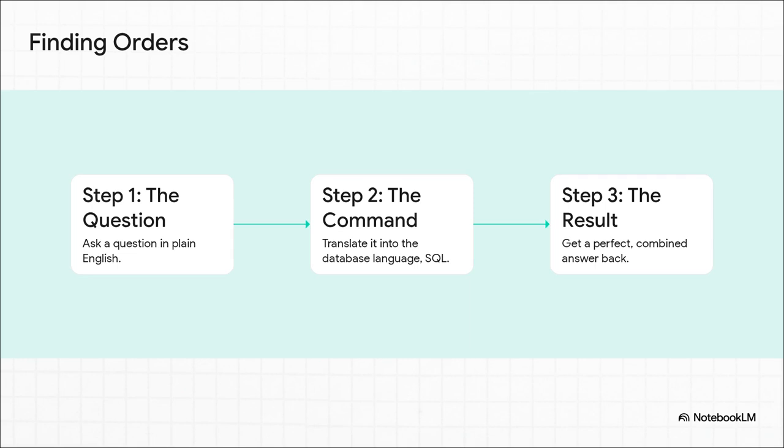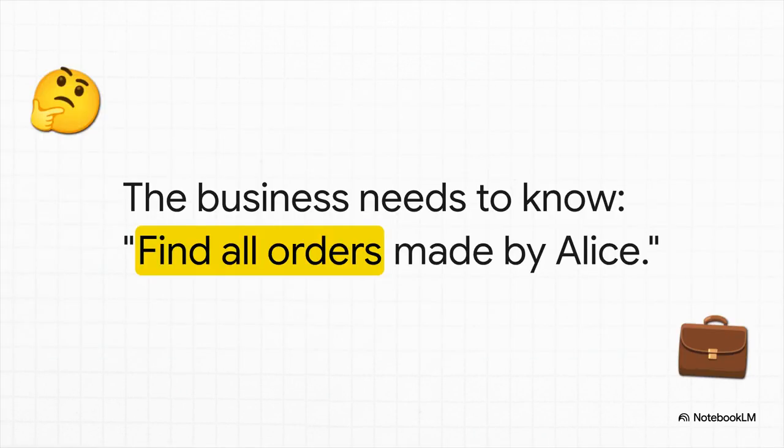First, we ask a question, just like a normal person would. Then, we translate that into the database's language. And finally, boom, we get back the perfect answer. All right, step 1, the question. It's simple, it's direct. We just need to know, hey, find all the orders that Alice made.